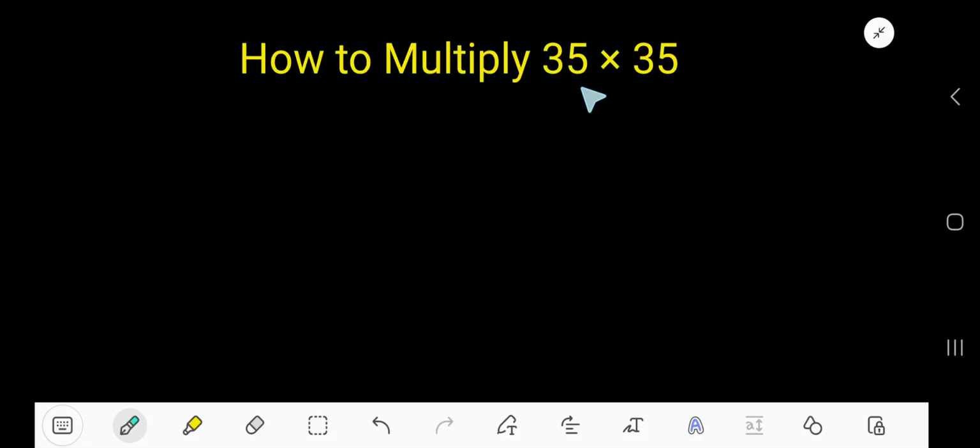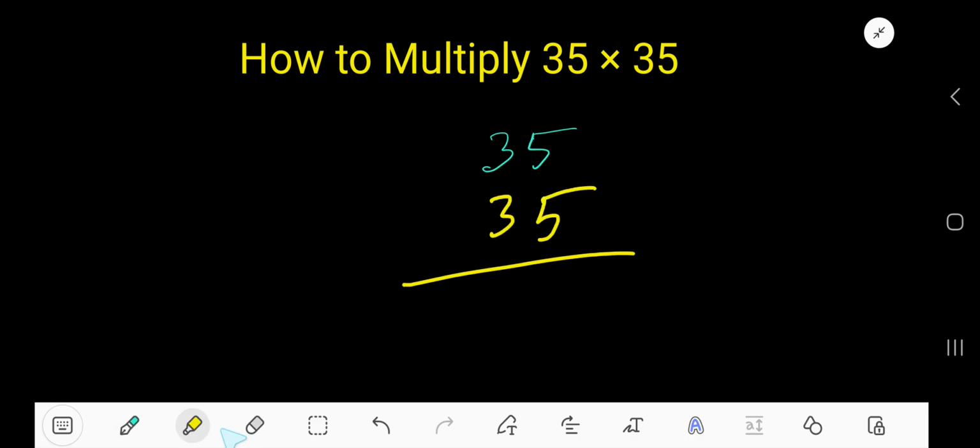How to multiply 35 times 35. Write here 35 and 35. Multiply. Let's start with this 5. 5 times 5, 25. Write 5 and carry 2 to the next column.